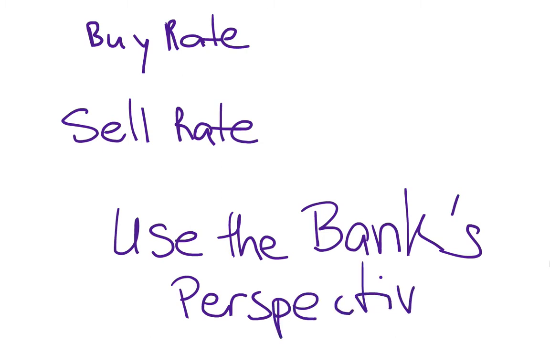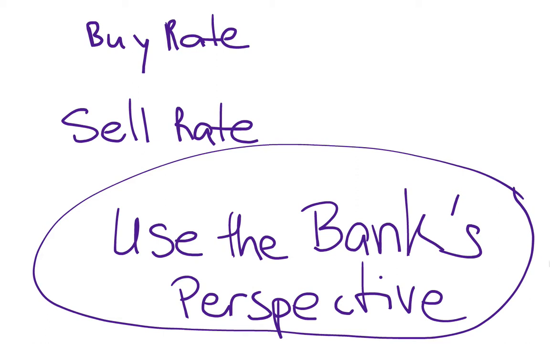So use the bank's perspective. If they say that somebody came to the bank to get some US dollars, what is the person doing? They're buying from the bank, which means the bank is selling. So if the person wants US dollars, they go to the bank to buy the US dollars, but the bank is selling, so you would use the sell rate.